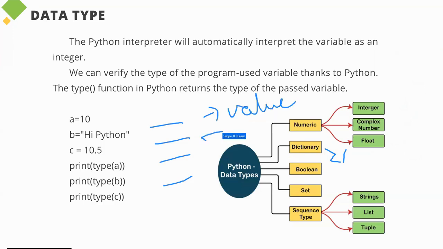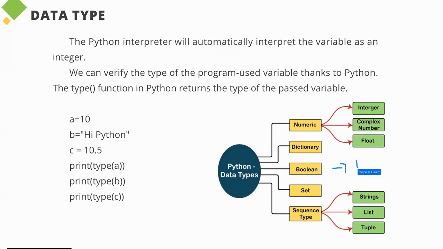Each and every key possesses a unique value. This is a dictionary data type. Boolean, as you all know, gives true or false values. In our compilers and interpreters, 0 is false, 1 is true. These are the two Boolean values.